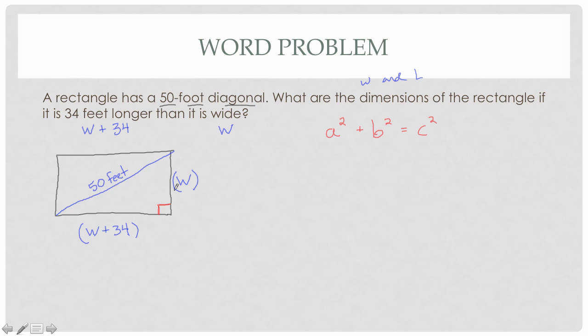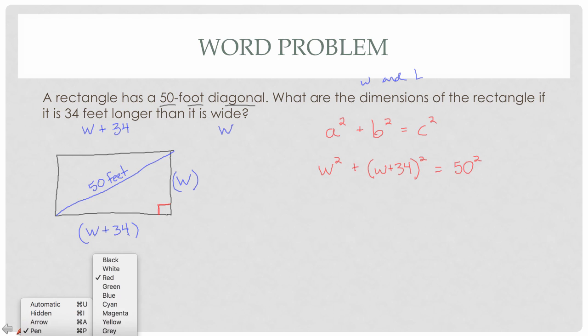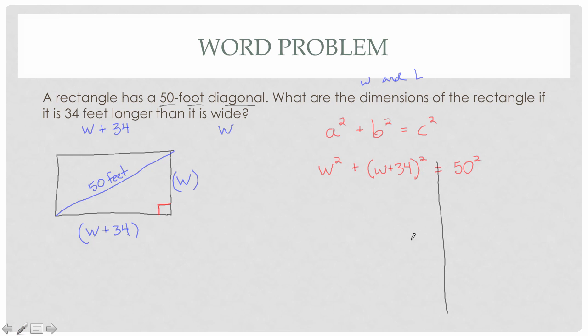So let's put in what we know. I'm going to put in W for one of the sides, plus W plus 34 is my other side. I want to know, when does that equal the diagonal, 50 squared. There's the equation I need to solve. This would have been an impossible equation a while ago, but now I know some good algebra. I can crunch this thing out and I can deal with all the squares.